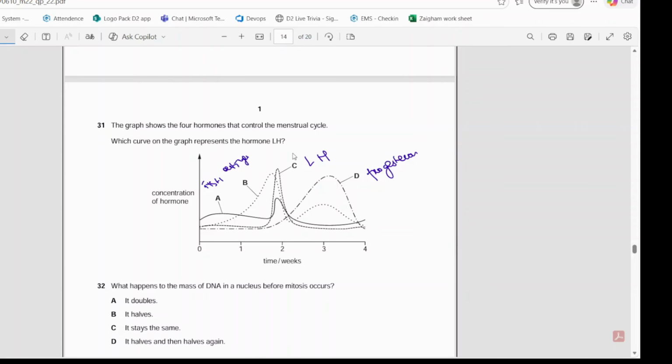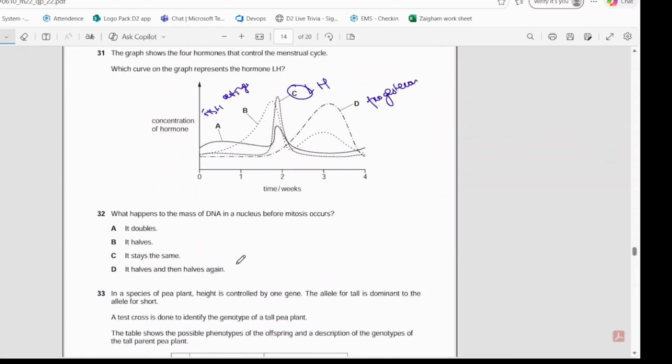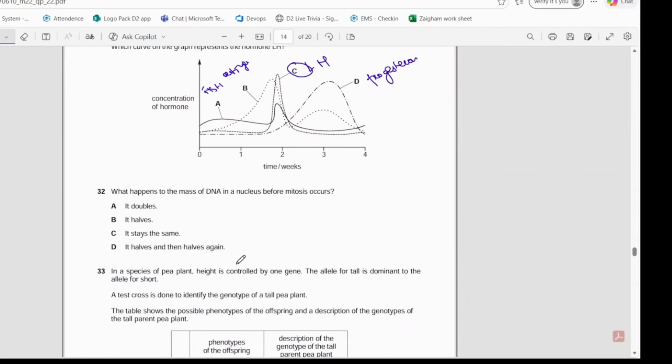Okay. So LH is C. Okay. Next one. What happens to the mass of DNA in a nucleus before mitosis occurs? For mitosis, it gets doubled, so that when the cell divides into two, they would have the same number of chromosomes. So 2 into 4 and then 4 divided into 2 and 2.